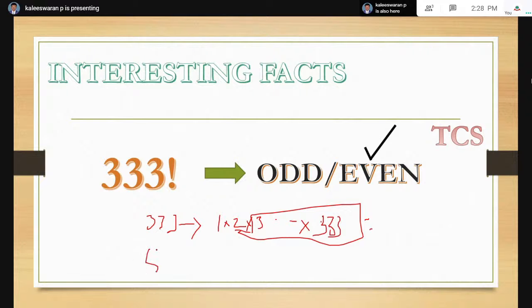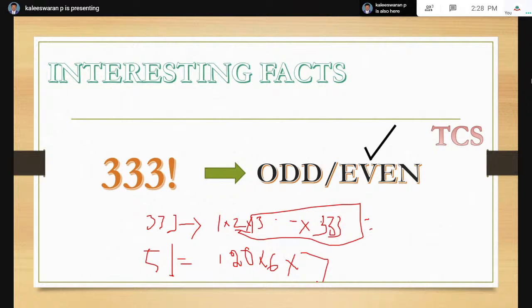Or another example: what is 5 factorial? Think about 5 factorial. It is 120. So 5 factorial is 120, and 6 factorial is 120 into 6, right? And 7 factorial is 120 into 6 into 7.